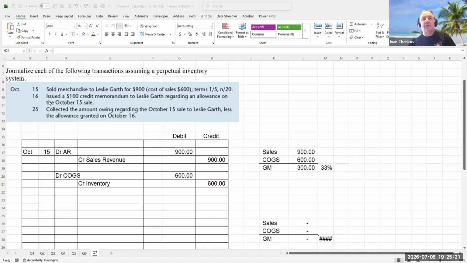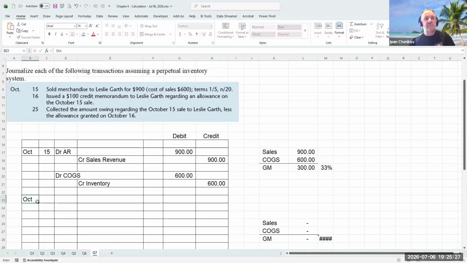So let's see the next one. On October 16th, now, we're going to issue a $100 credit memorandum regarding an allowance on the October 15th sale. Credit memorandum. Okay, we're going to issue that credit memorandum.